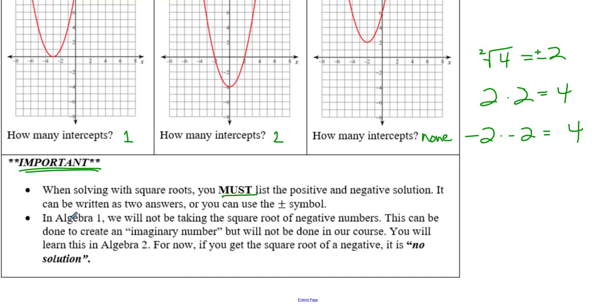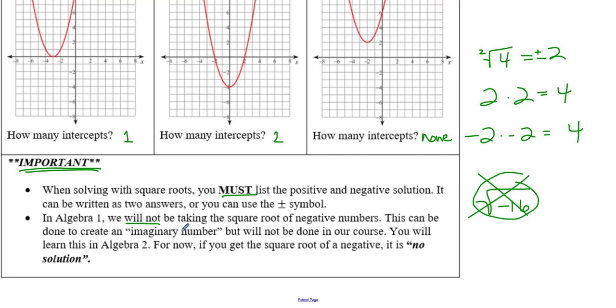All right, the second one, it says in Algebra 1, we will not be taking, let's go ahead and underline that, we will not be taking the square root of negative numbers. Sometimes you might get something like this. Okay, we do not want to worry about this right now. You guys are not old enough for that. Just take it out of your minds.